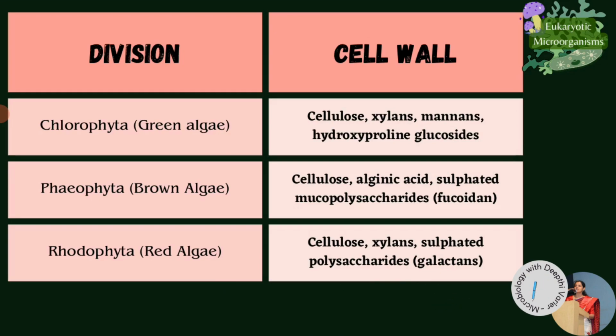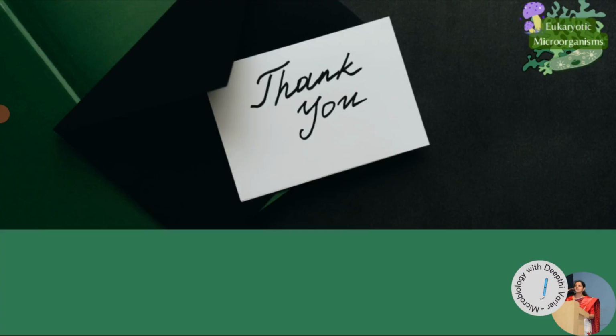So cellulose and hemicellulose are some of the common components of the algal cell wall, but the other components keep changing from one group to the other. It is quite diverse in the case of algae.